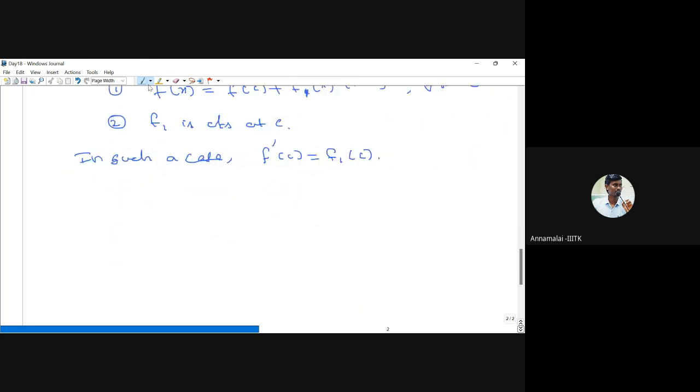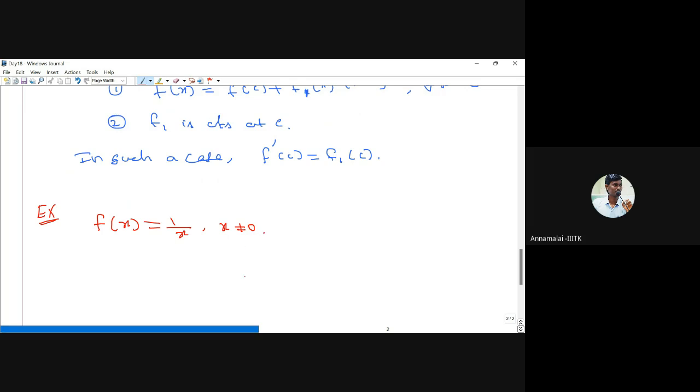Exercise. Suppose f of x is defined to be 1 by x for x non-zero. Now we are going to check the derivative at any non-zero point.